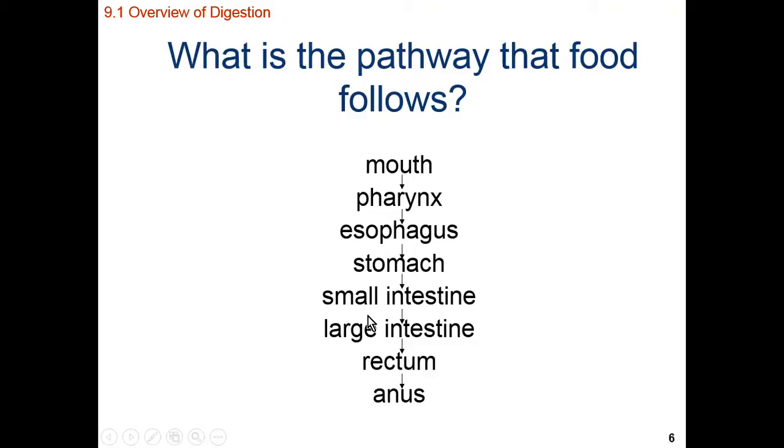Our pathway that food travels, as I just reiterated on the previous slide, is that food will enter our mouth, go through the pharynx or the back of the throat, travel down through the esophagus, and be temporarily stored in the stomach. Afterwards, it will move through the small intestine, where lots of absorption of nutrients takes place. Then it will travel to the large intestine, where we remove excess water from the food, or reclaim water from the food.